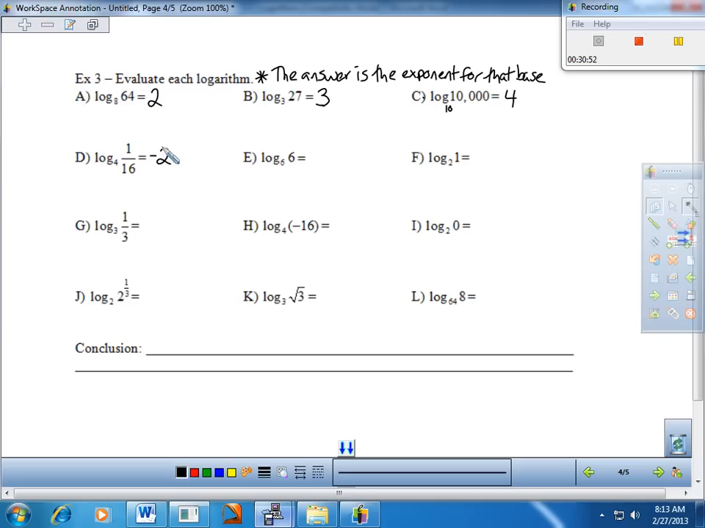Okay, letter E. 6 raised to the what is equal to 6? Well, 6 raised to the 1st is equal to 6. And so our answer is just 1.